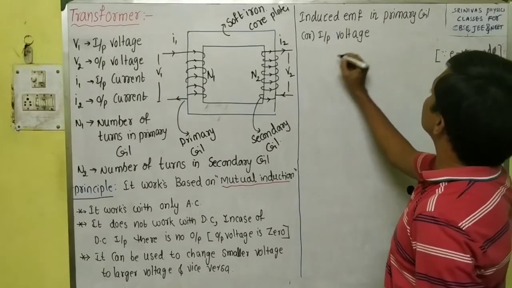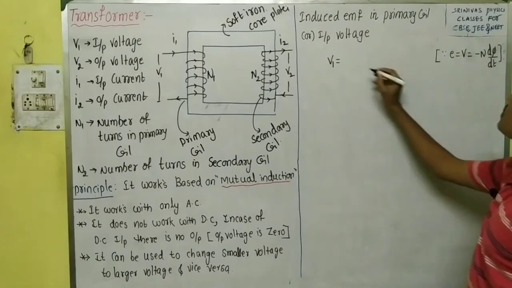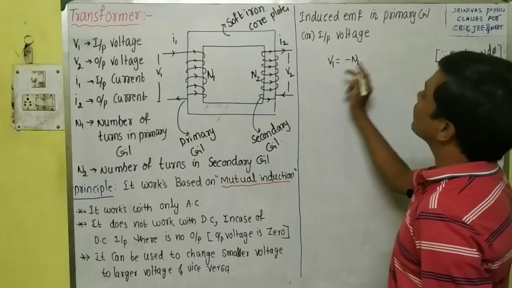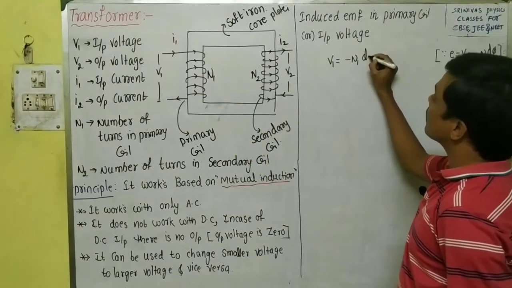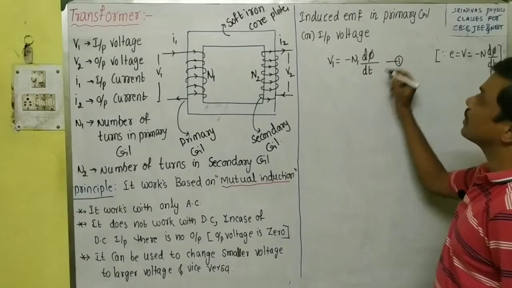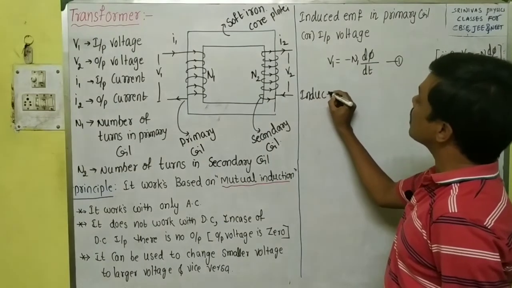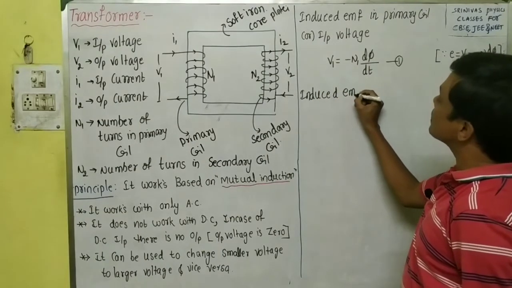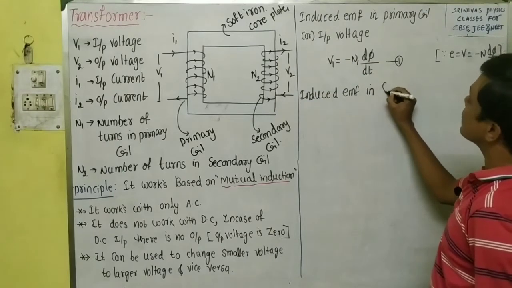Then the input voltage is V1, so we write voltage equal to EMF, but the EMF is minus N1 d phi by dt, the induced EMF in the primary coil, where the number of turns is N1 and the rate of change of magnetic flux is d phi by dt. This is equation 1. And the induced EMF in the secondary coil: how much EMF is induced in the secondary coil?